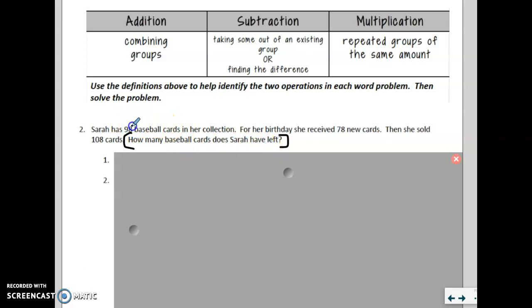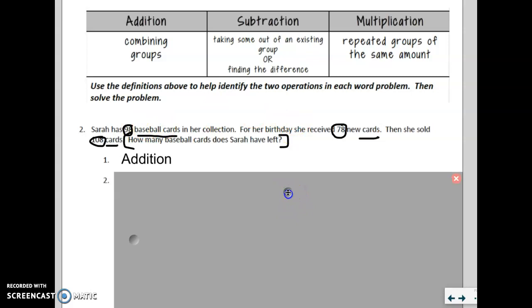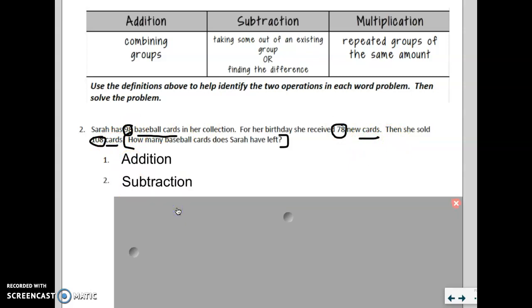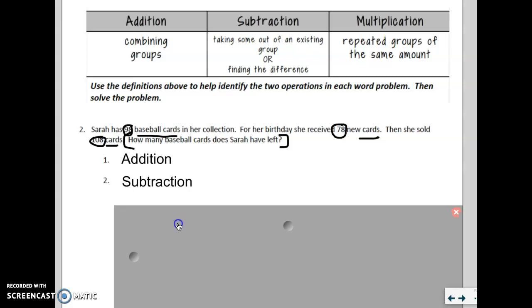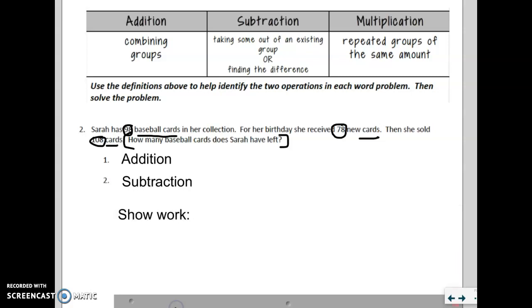And then she has 98 baseball cards. So I'm going to circle 98 and underline baseball cards. For her birthday, she received 78 cards. And then she sold 108 cards. Okay, so it looks like first I have to figure out how many cards she has after her birthday. So I would do addition first. And then I'm going to take away a group because she sold 108 cards. So then I will subtract. So go ahead and fill out your plan. And then we will show our work for this.